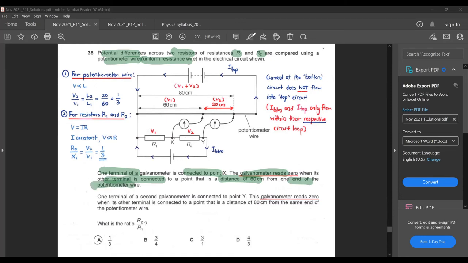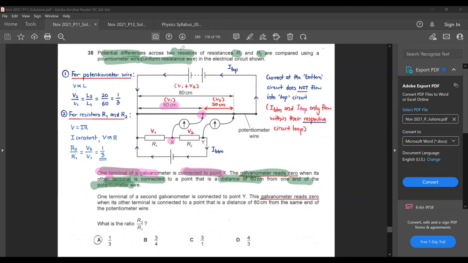So what they basically mention here is that your galvanometer is at point X. You have one terminal of the galvanometer connected to point X, which is this one, and then it reads zero when it is a distance of 60 centimeters away from one end of the potentiometer. Then the next thing that they mention to you is this.